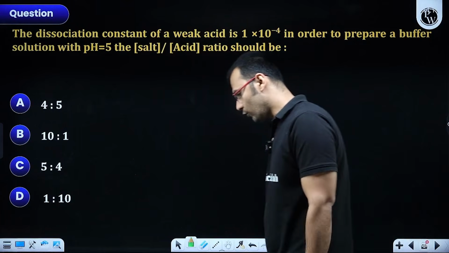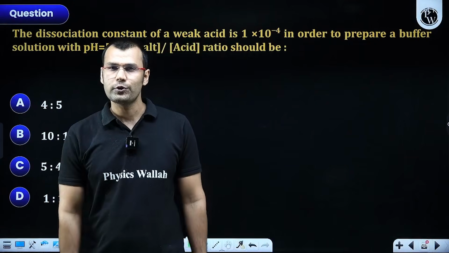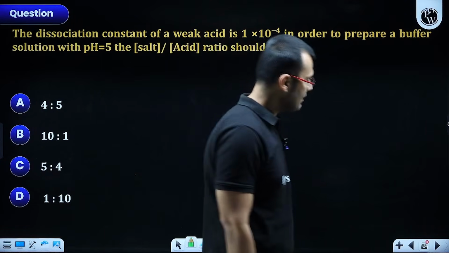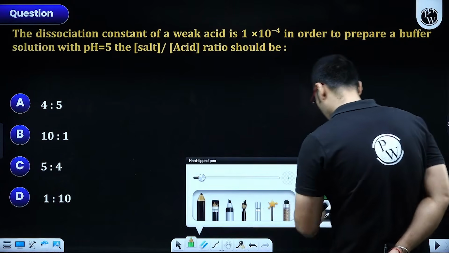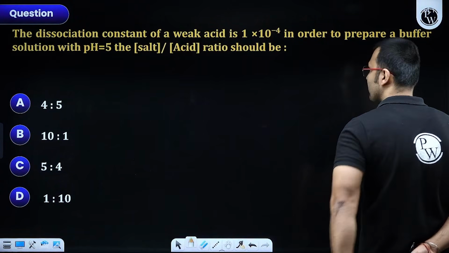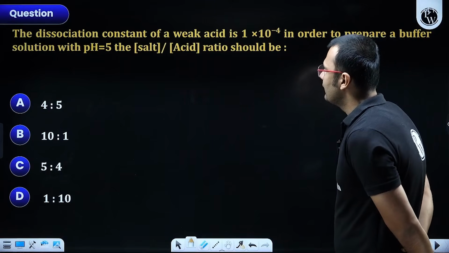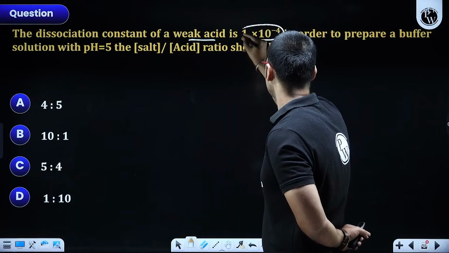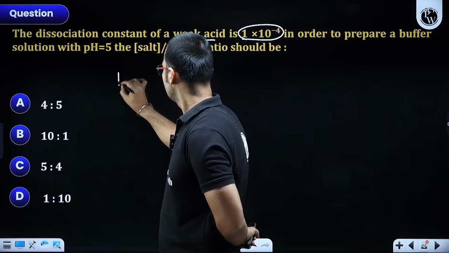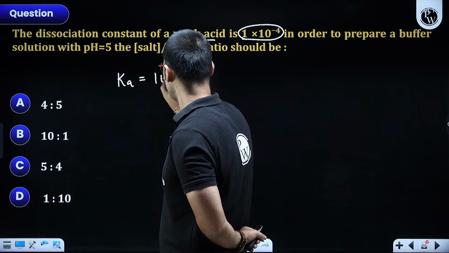can you do it on your own, all of you? One more question from the buffer itself, but again, it will be a direct question for you. You have to just apply the formula of pH of a buffer solution. The question is, the dissociation constant of a weak acid is 10 power minus 4. So they have given Ka. Ka is 10 power minus 4.